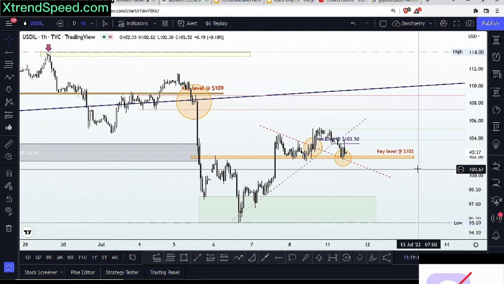So let's see how price plays out during the New York session, and we shall come here tomorrow to do a follow-up in that regard.